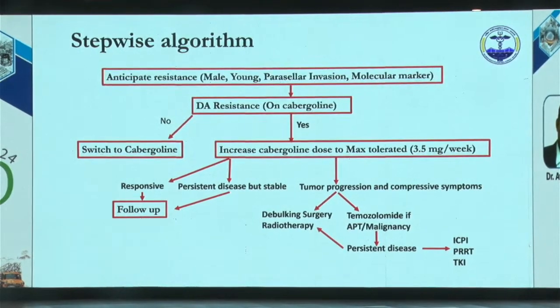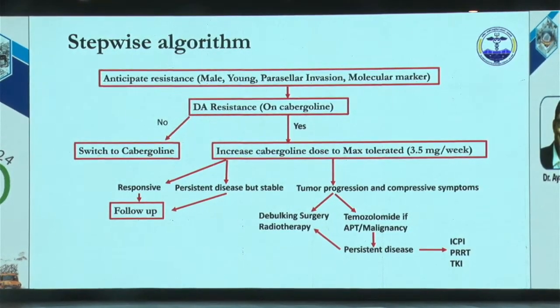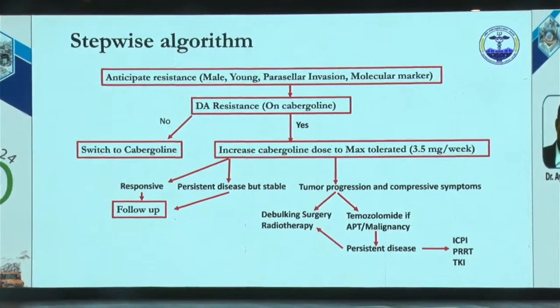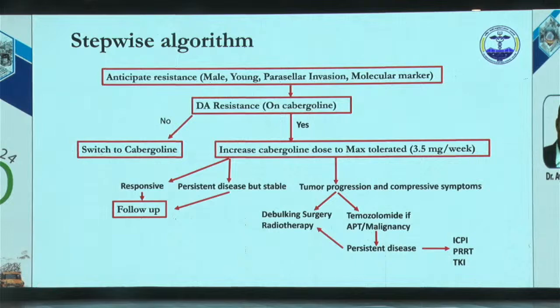If on cabergoline, escalate the dose to a maximum of 3.5 milligram per week. If the patient is tolerating it with no side effects, you can go up to 7.5, but remember to monitor cardiovascular effects and other effects like impulsivity. If there is a response, you follow up on a stable dose. If there is still persistent disease, but sometimes the disease is stable, then also you can follow up.